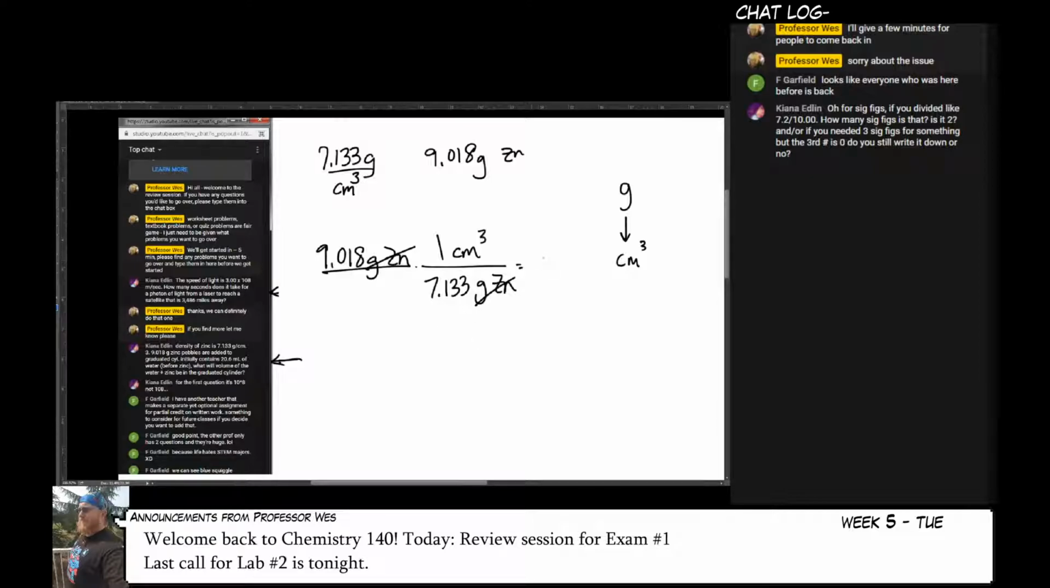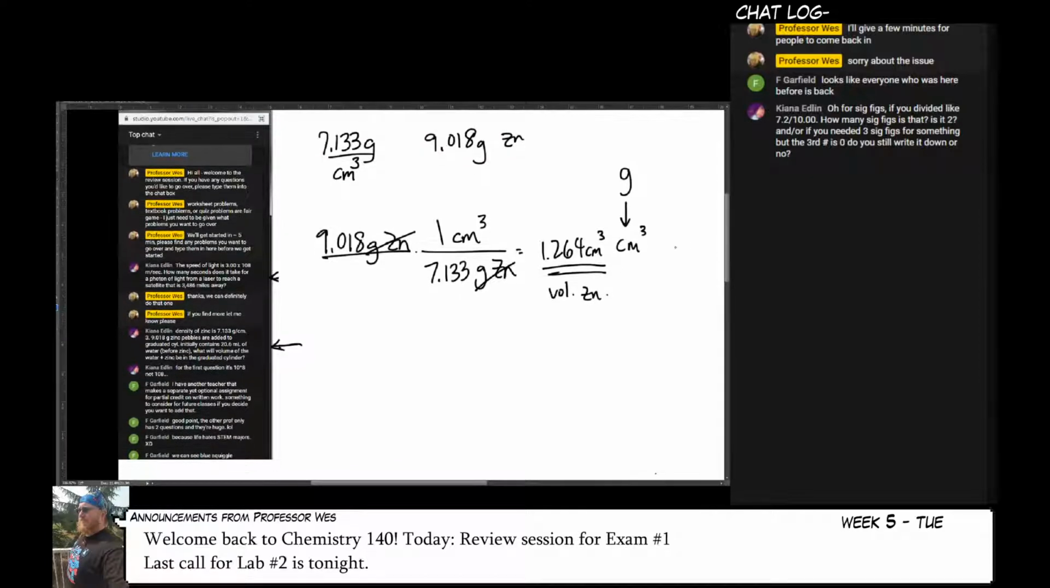So I got 1.264 cubic centimeters. So that's the volume of zinc. Now, what does this information do for me? Well, if I have a graduated cylinder like this, and it's filled with water to some level, say 20.6 milliliters, that sounds like a good level to fill it to.